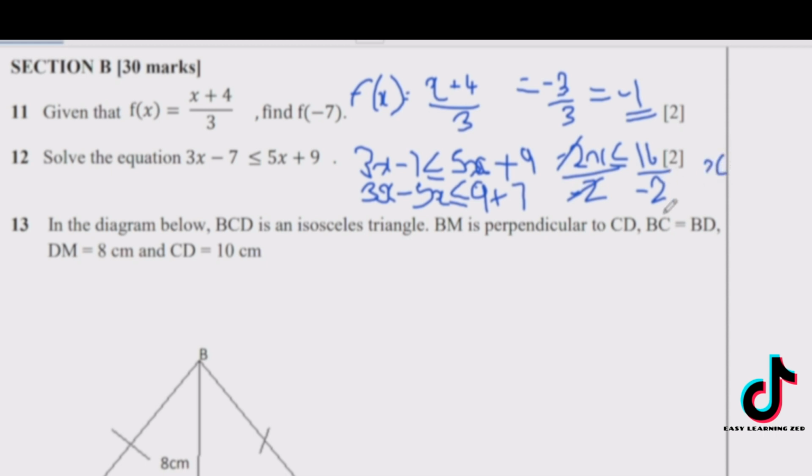Now since I'm dividing by a negative number, I'm dividing these terms by a negative number, that means this sign is going to change. We're going to have greater than or equal to. Then we divide 16 by -2, which will give us -8. And we can say now x is greater than or equal to -8. That is the correct answer. X is greater than or equal to -8.